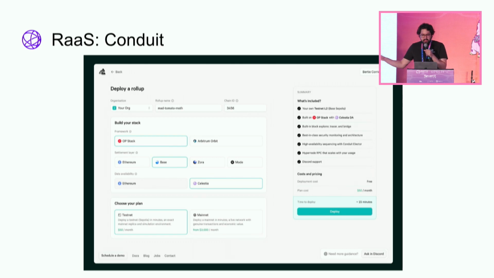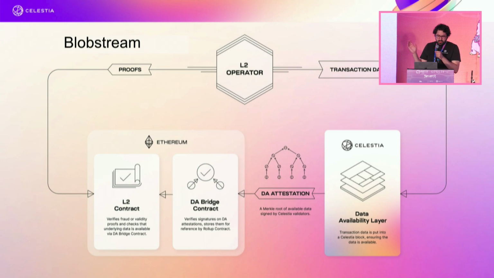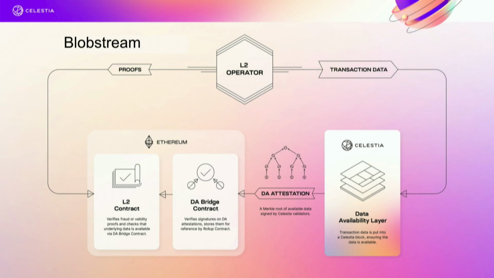Okay, so if you were to build something like this that settles on, let's say, Ethereum and that uses Celestia for data availability, how would you go about actually doing that in practice? So this is where this application called Blobstream comes in. It was formerly known as Quantum Gravity Bridge, which is a terrible name, which is why it's now called Blobstream.